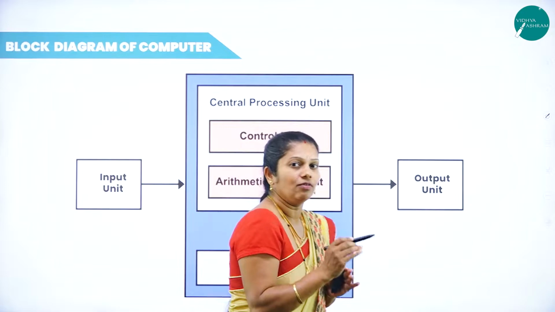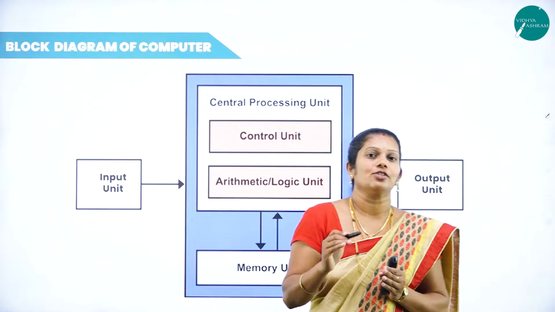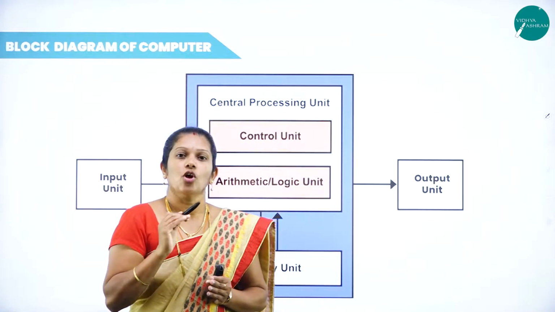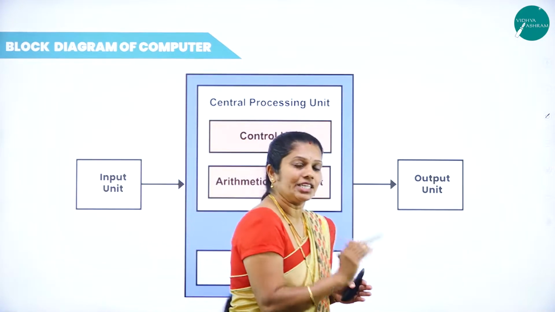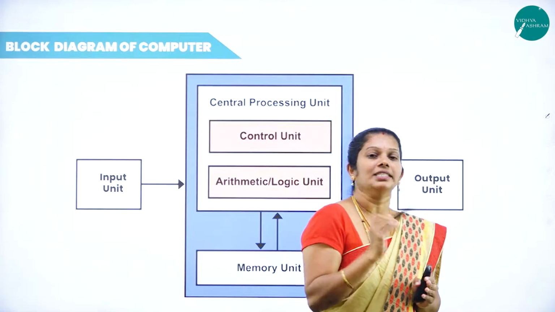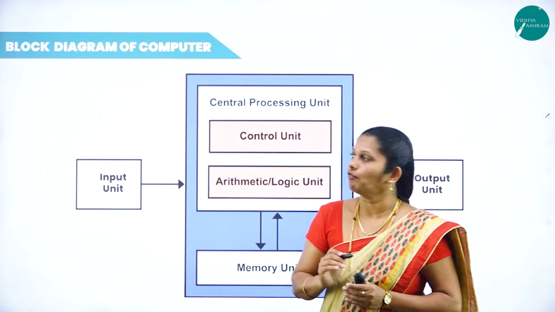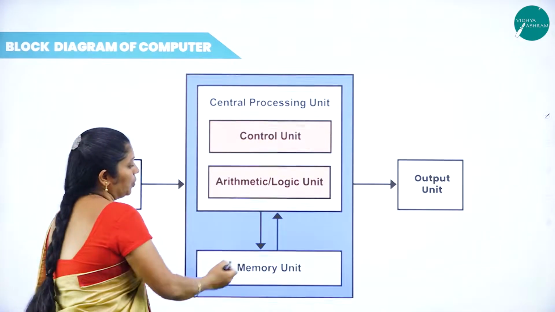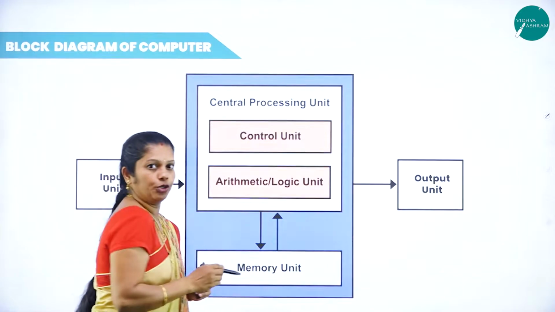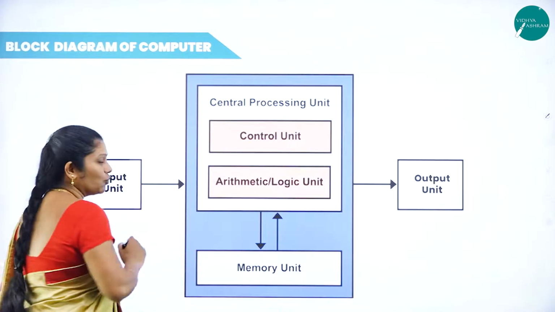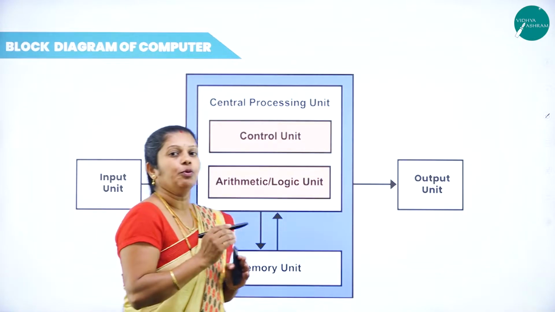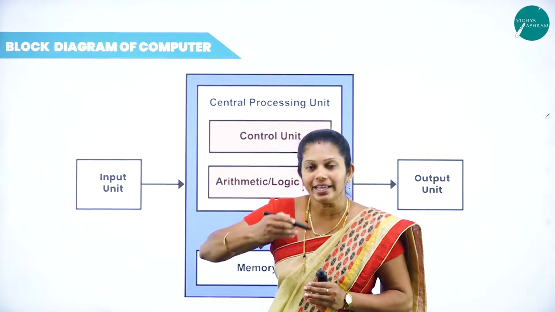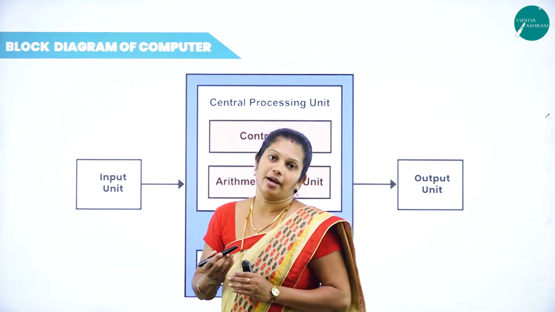The hardware is nothing but the components of the computer that we can touch and feel. The software is nothing but a set of instructions that will perform specific tasks. When we come to the block diagram of the computer, we have the input unit, then the CPU, the memory unit, as well as the output unit. Then what is the use of the input unit? The input unit, or we can say the input device: with the help of input devices only, we are able to send data to the computer.